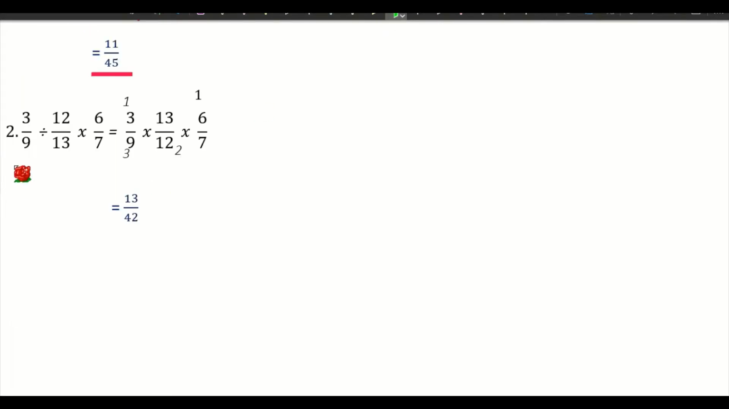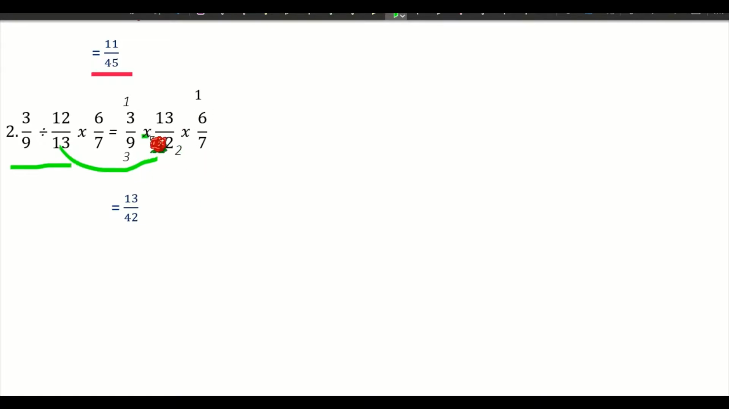Our last example, we have 3 over 9 divided by 12 over 13 times 6 over 7. Okay? So, napansin nyo, nandito yung division natin. So, ibig sabihin, if i-flip natin si 12 over 13, so we have 3 over 9 times 13 over 12. Siya yung reciprocal nito. Then, times 6 over 7.